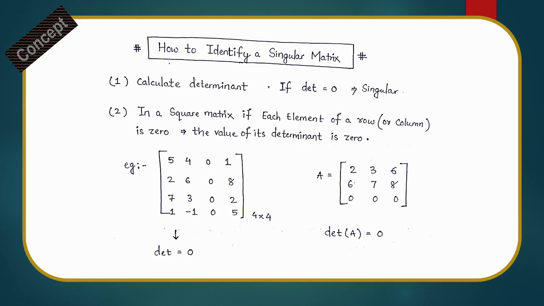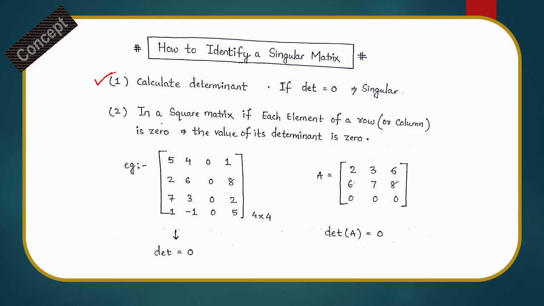The next concept is how to identify a singular matrix. First calculate the determinant. It is the simplest way. If the determinant equals 0, it is a singular matrix. This is the first step, and the most basic fundamental step is to calculate the determinant, and if the determinant is 0, then the matrix is singular.